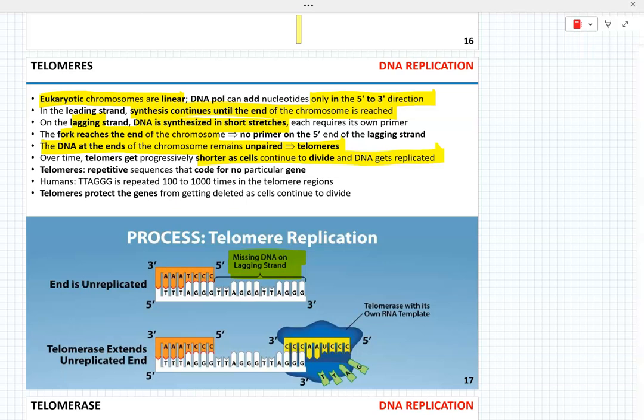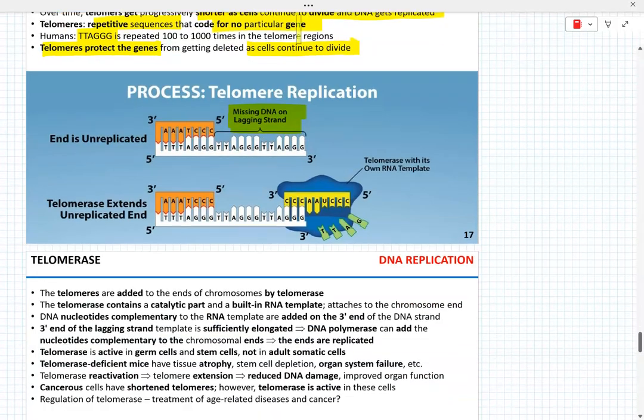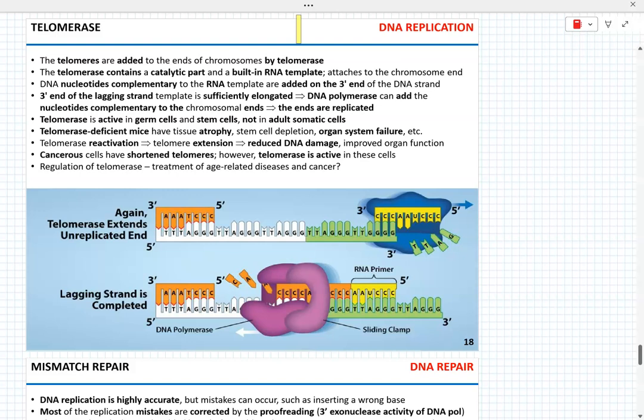Now, telomeres do not encode any particular gene. They're just repetitive sequences. For example, in humans, the sequence TTAGGG is repeated up to 1,000 times in the telomere region. Essentially, telomeres protect the actual genes from getting deleted, because as cells continue to divide, telomeres shorten. The enzyme telomerase adds telomeres at the end of the chromosome.